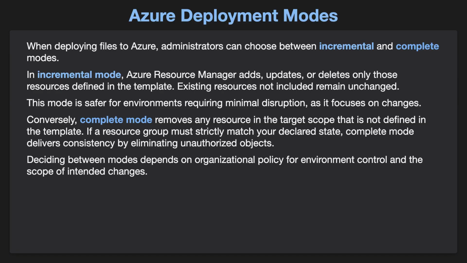Conversely, complete mode removes any resource in the target scope that is not defined in the template. If a resource group must strictly match your declared state, complete mode delivers consistency by eliminating unauthorized objects. Deciding between modes depends on organizational policy for environment control and the scope of intended changes.